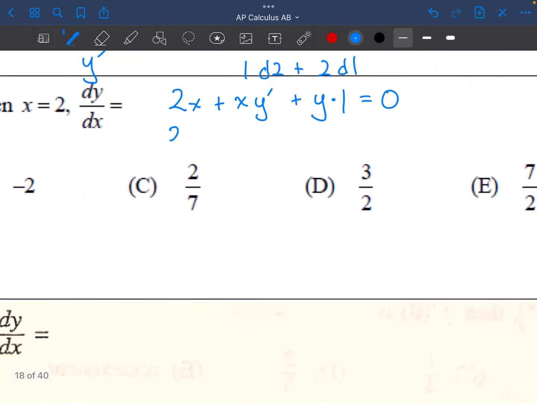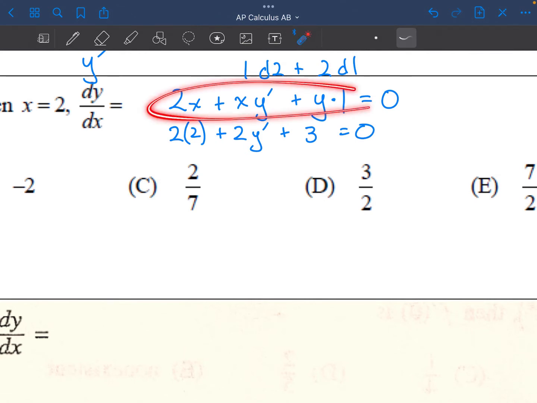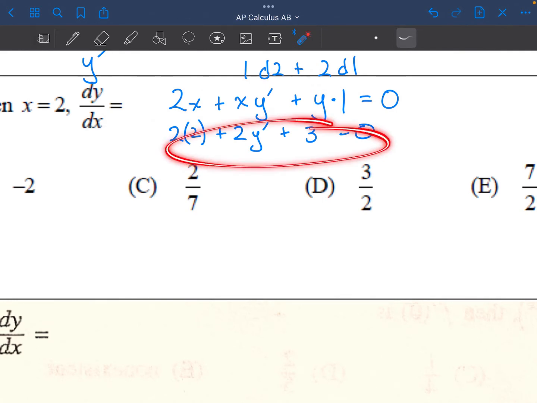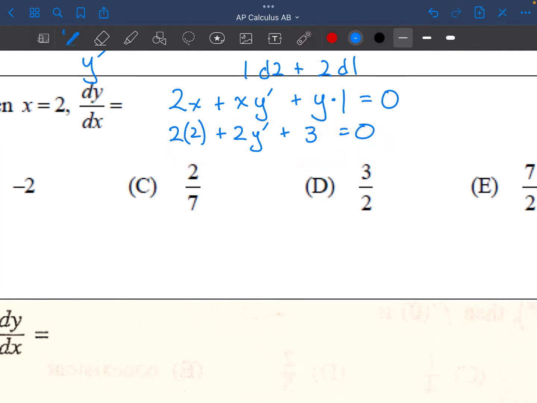I get 2 times 2 plus 2 times y prime plus 3 is equal to 0. And I'm going to solve for that y prime. Again, my logic here is plug in as soon as you can. I don't want to do any sort of algebra manipulation because I might make a mistake, and it's easier to just play with numbers instead of variables, in my experience. Maybe you like variables, though.